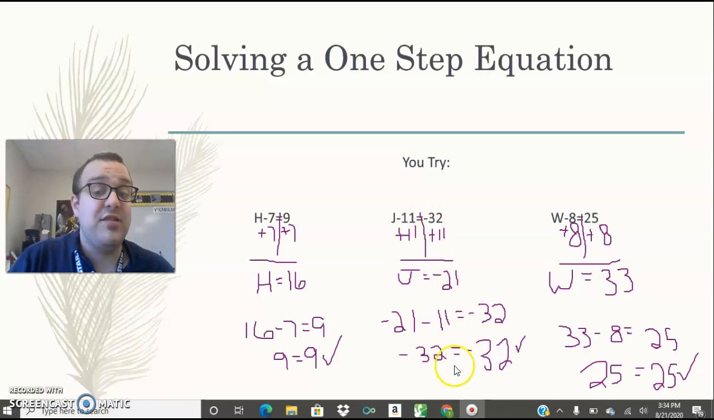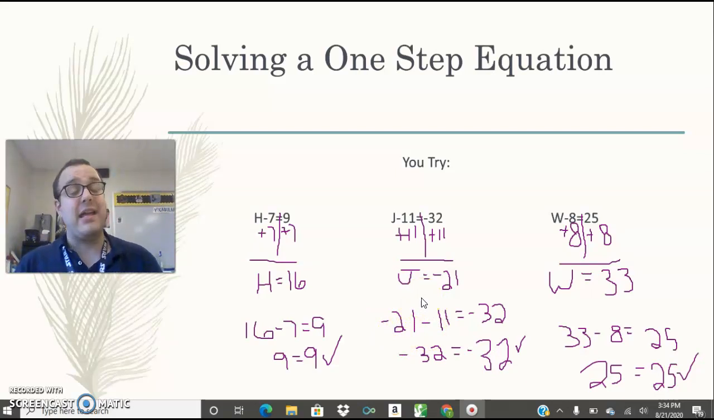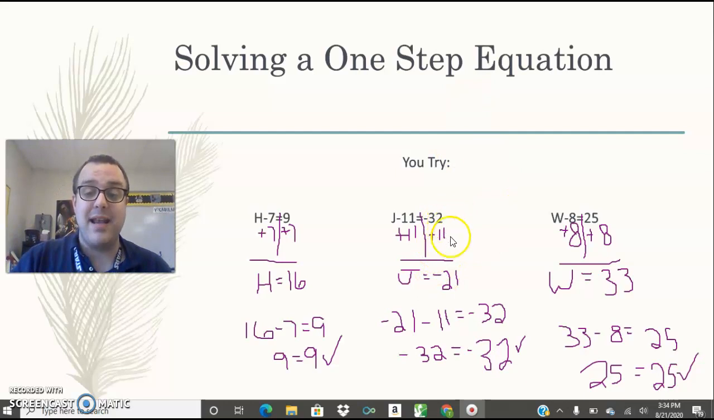Good to go. This is also where this check step can be really helpful if you have issues with negatives. And who doesn't have issues with adding and subtracting negatives? If you get the wrong answer here, this will tell you got the wrong answer. You'll know every time, oh, I got it wrong. Let me go back and check it and fix it. I must have done something wrong there. Probably where I added my negatives. Over here, added 8 to both sides. w equals 33. Checked it. 25 equals 25. Good to go.